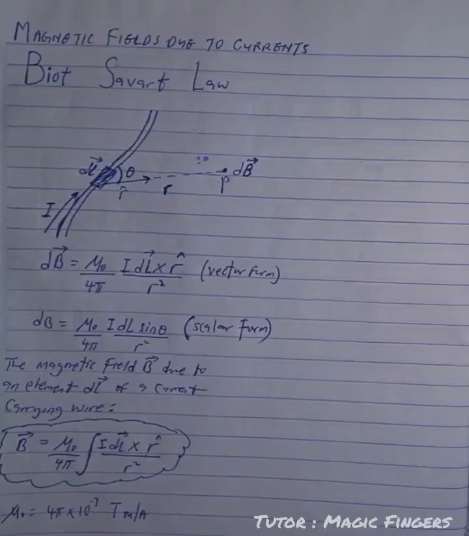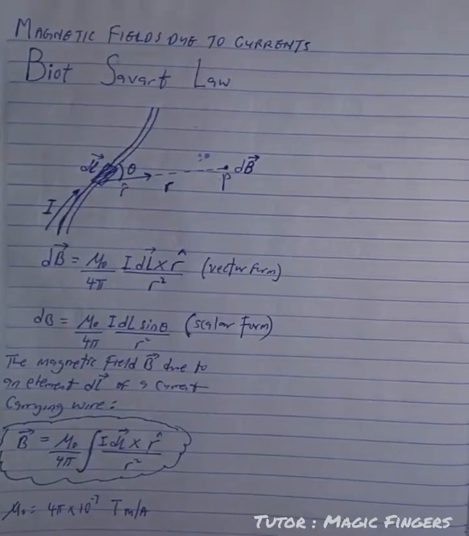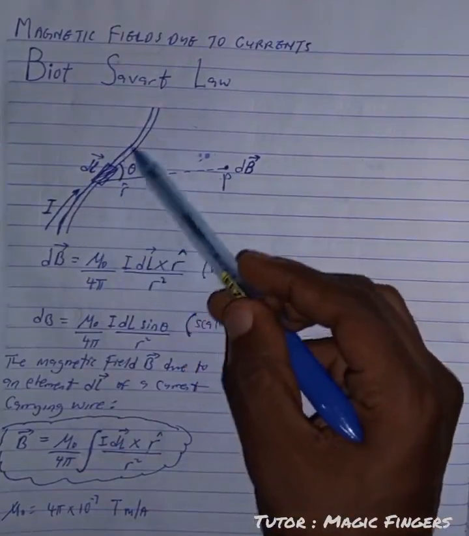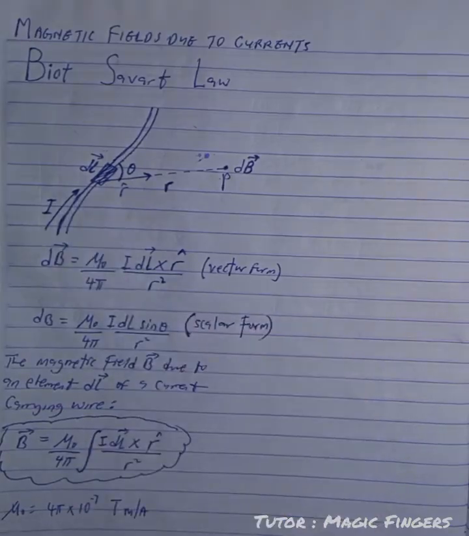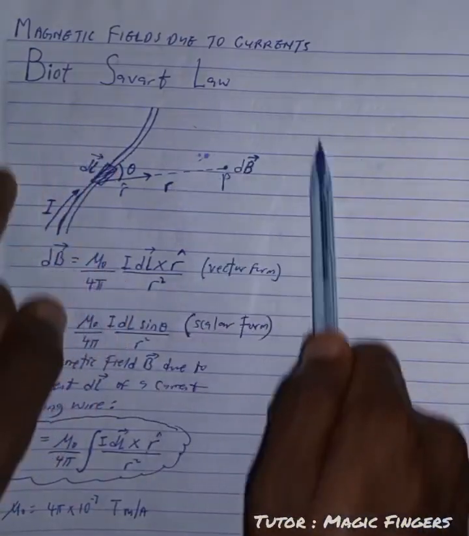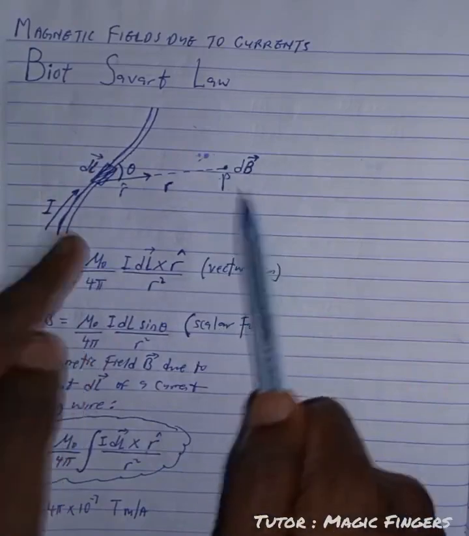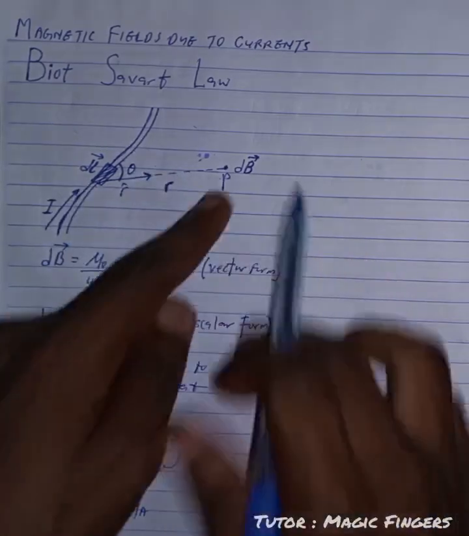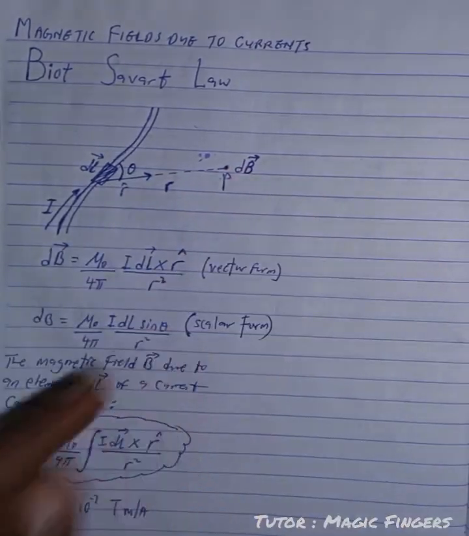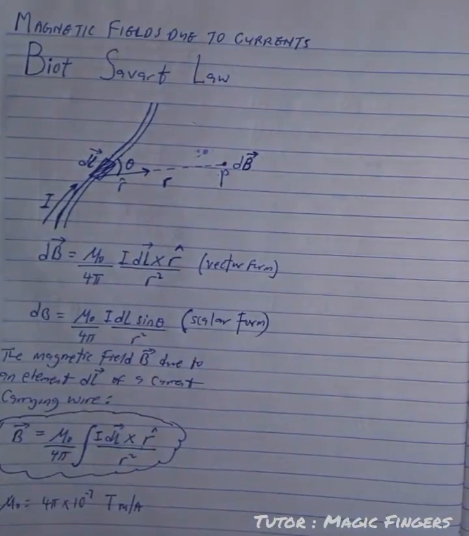The next law we are going to be looking at is the Biot-Savart Law. Now, consider this wire in which current flows through it in this direction. To find the strength of the magnetic field produced as a result of the current flowing through this wire, the strength of the magnetic field can be gotten using the Biot-Savart Law.